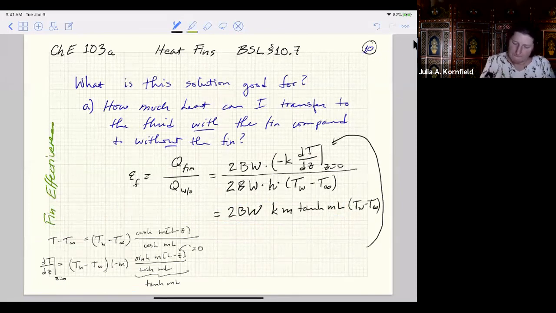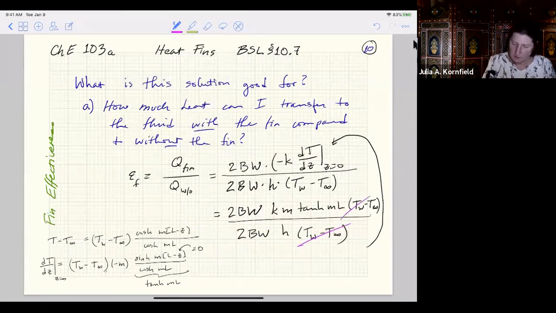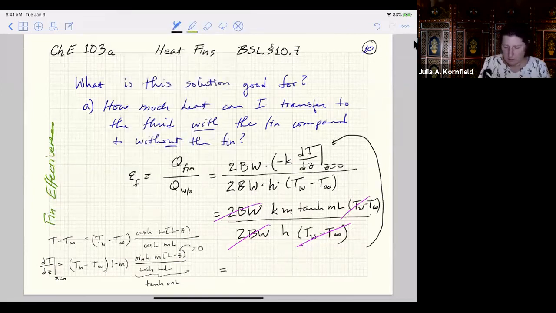Okay. I threw 2BWH, TW minus T infinity, and so we can start canceling stuff out. Those are going to cancel. 2BW is going to cancel. We're going to have Km over H, where M is square root H over BK.